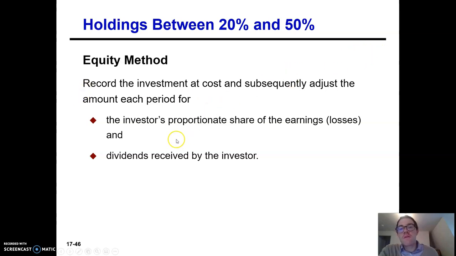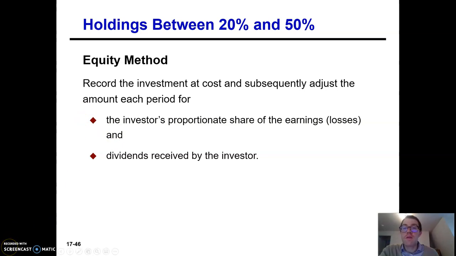It's different than the fair value method. In the fair value method, the company you're investing in can report any kind of income and there's no effect on your end. It's great that they're earning money, but here we do adjust the base. We increase the base by our share of the net income.